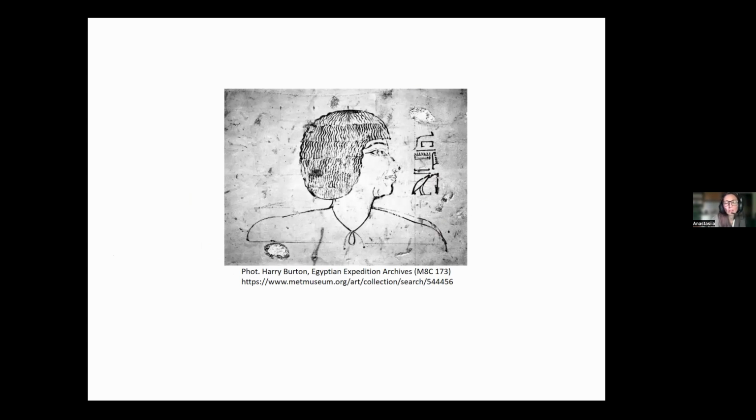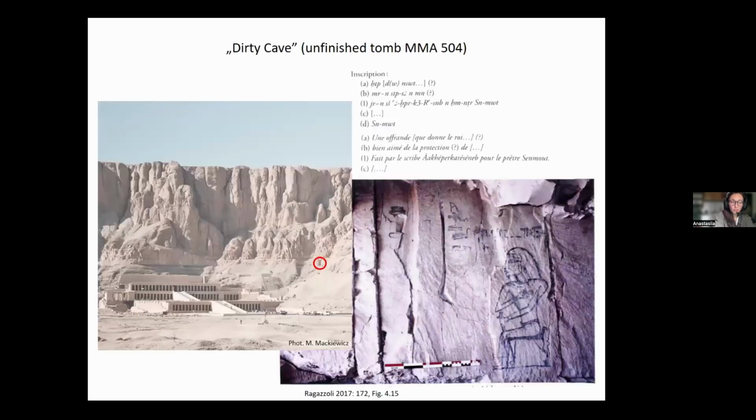whom Egyptological tradition considers the main architect of the Deir el Bahari temple, and somehow by extension, its main designer. Indeed, he shall be considered as great overseer or great administrator of the construction site. Given, for instance, his prominent presence in the so-called Cave of Scribes, also known as the Dirty Cave, an unfinished Middle Kingdom tomb overhanging the temple.